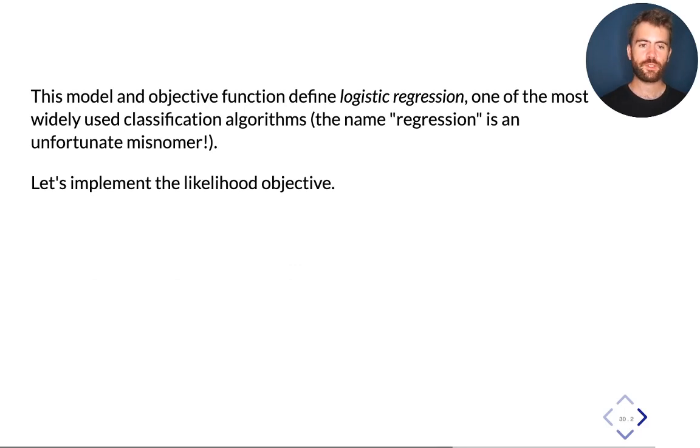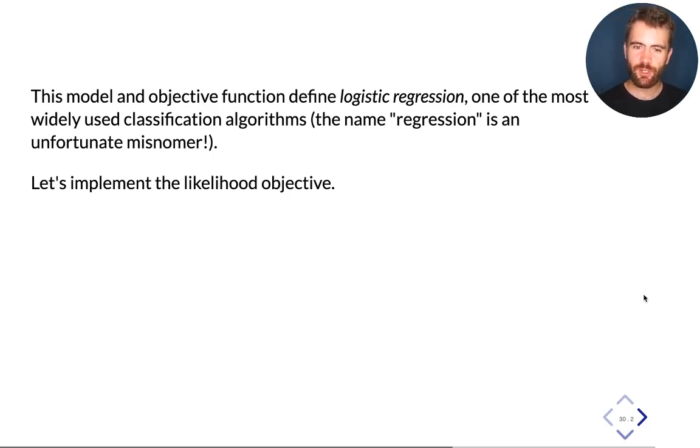So together, this model and objective, and I will define the optimizer in a second, but it's going to be gradient descent, define an algorithm called logistic regression, which is one of the most widely used classification algorithms. Now, it is important to note that even though the algorithm is called logistic regression, this is a misnomer. It is not a regression algorithm. It is actually a classification algorithm, and it's an unfortunate historical fact that this algorithm ended up being called logistic regression.